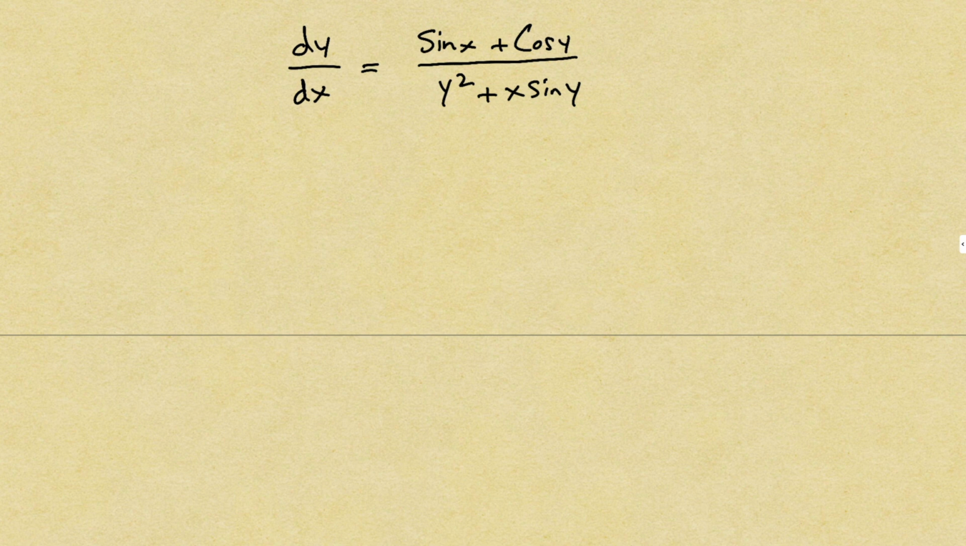So what's the next thing we try? Well, the next thing we try is exact equations. And now we want to see if this is exact. Spoiler, it will be. So how can we check this? And what does it mean for an equation to be exact?